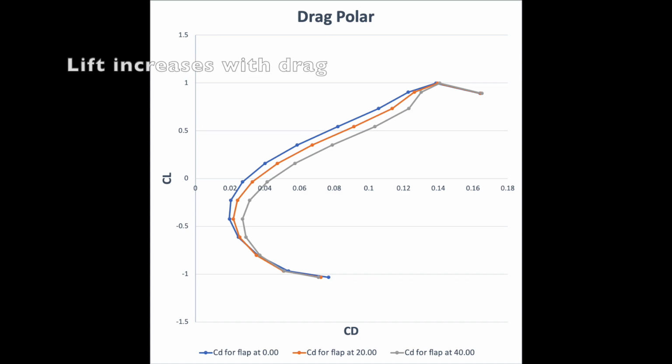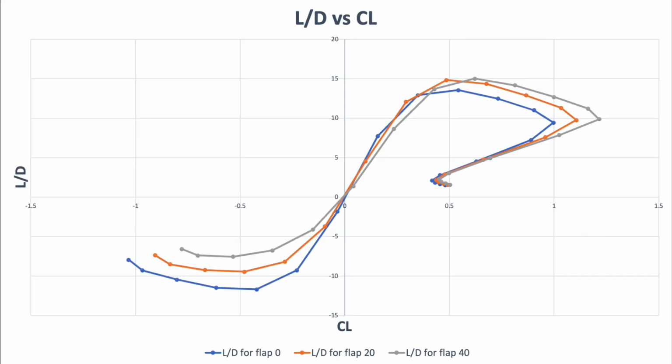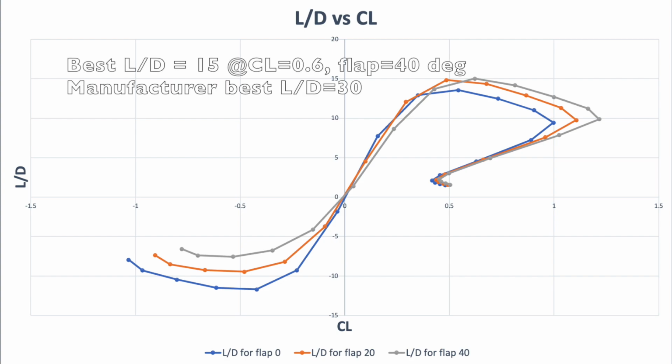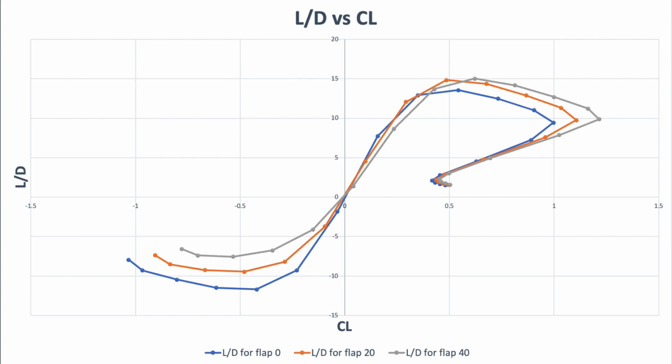It can be seen that the drag increases with the increase in lift coefficient for all flap settings, which is expected. For the glide ratio against the CL plot, our aircraft predicted the best lift to drag ratio to be around 15, occurring at a lift coefficient of 0.6 for a flap of 40 degrees. However, when we compare this value with the manufacturer's sales data, which claims the best lift to drag ratio to be around 30, we can see that they don't agree.